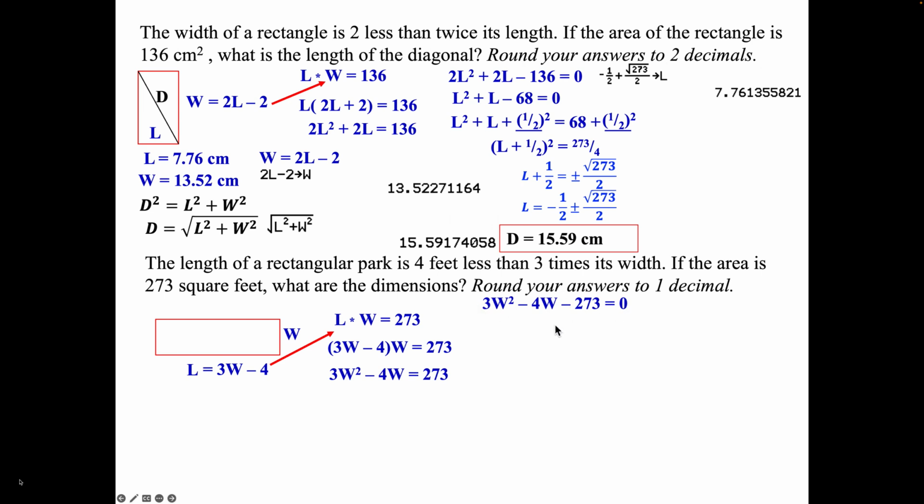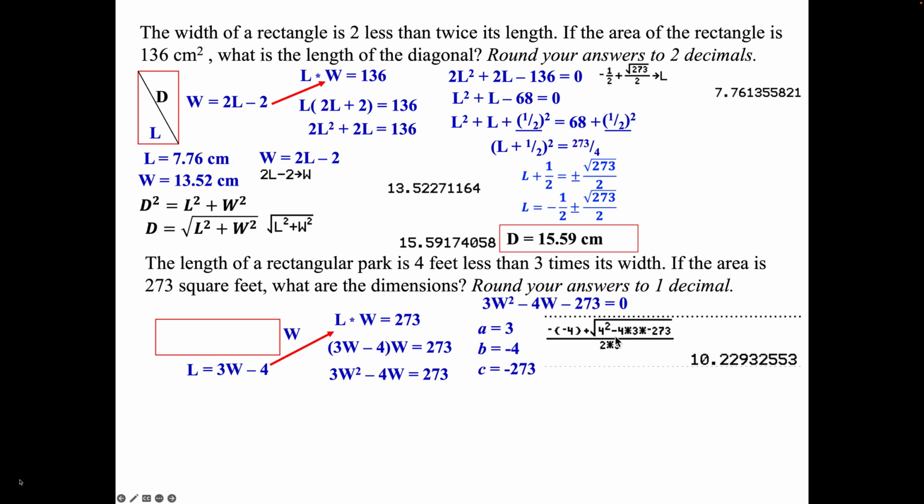Now, this problem here would not be advantageous to complete the square because we don't have a 1 in front of our variable being squared. So this would be good to do the quadratic formula, where A is equal to 3, B is equal to the minus 4, which makes it a negative 4, and the minus 273, that's going to be my C.